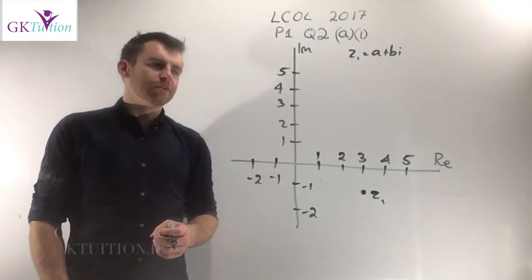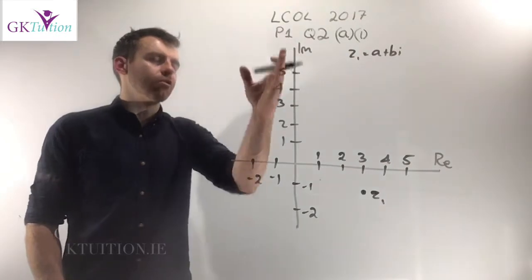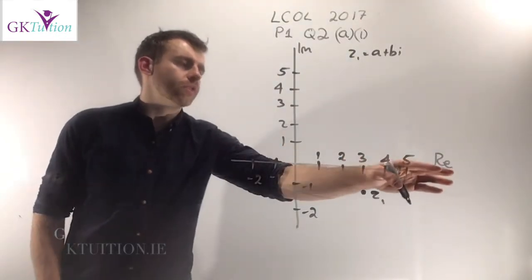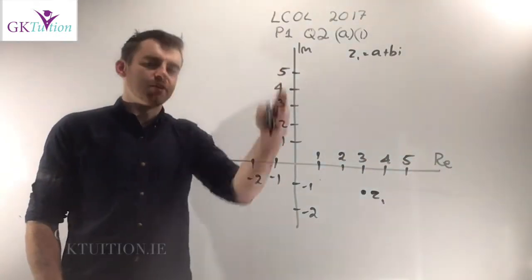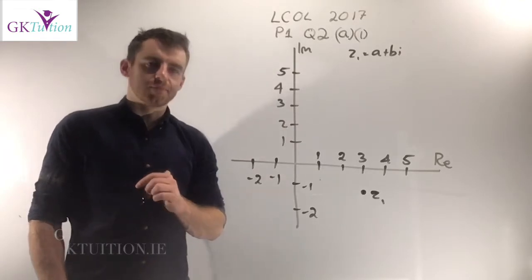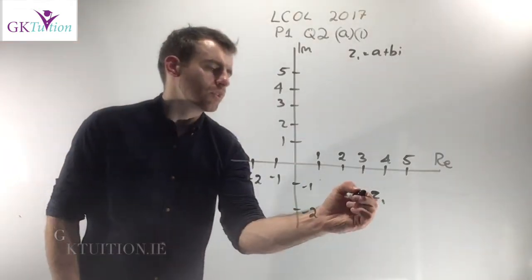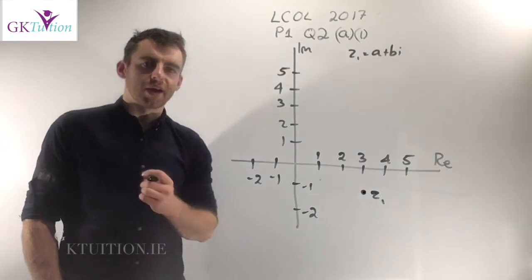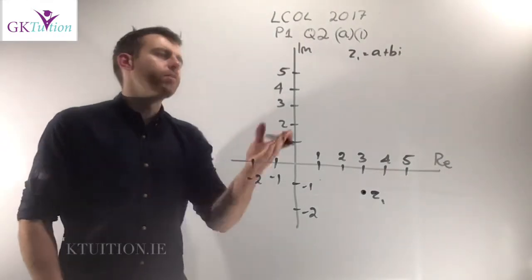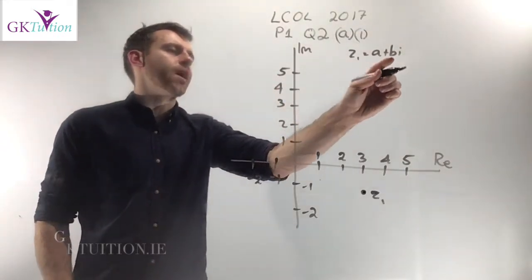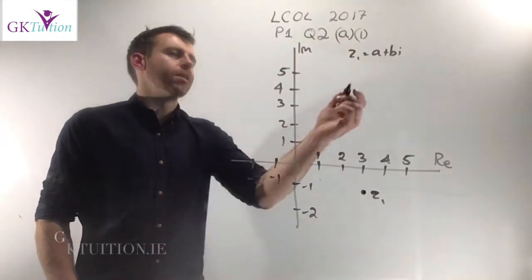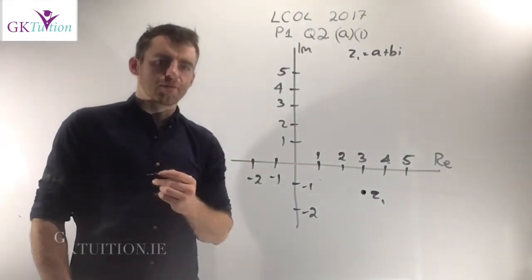In the first part of this question, we're given an Argand grid where the horizontal line represents the real axis and the vertical line represents the imaginary axis. And the complex number Z1 has been plotted on our Argand grid. We've been told that Z1 can be written in the form A plus Bi, and we've been asked to write down the value of A and the value of B.